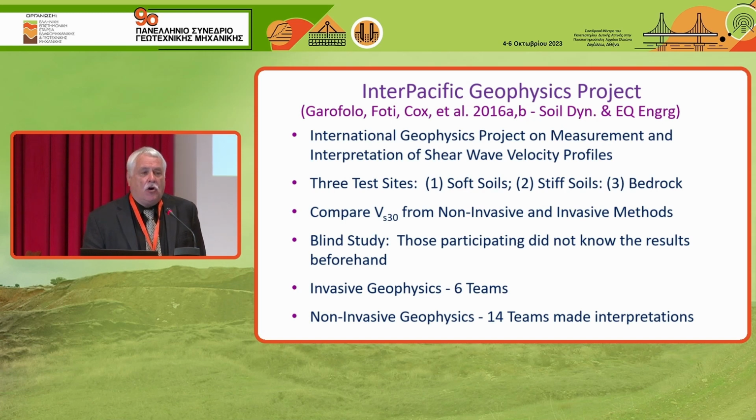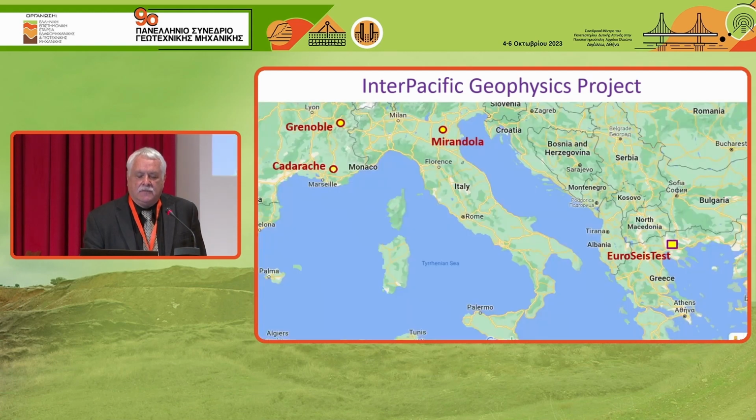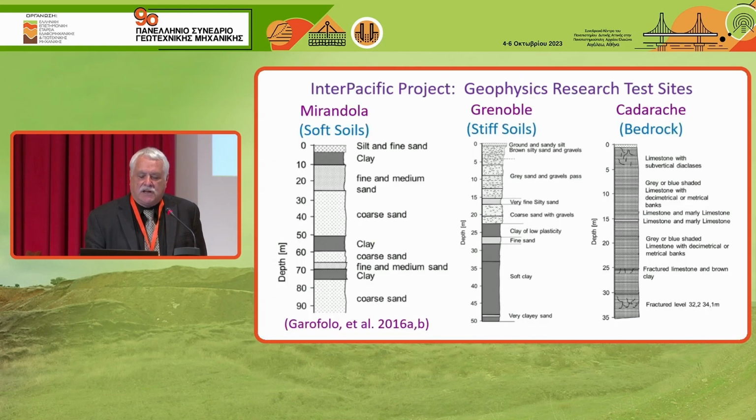So it's all a blind study. That means no one knew the answers in advance. They had 6 teams on the invasive geophysics team and 14 on the non-invasive. And so here's where the sites are. I put Eurosize test here in Greece as a reference in case you're already familiar with that. And then we have the site Mirandola, which is the soft soil, Grenoble, which is the stiff soil, Cadarache, which is the bedrock site. So those are the 3 sites.